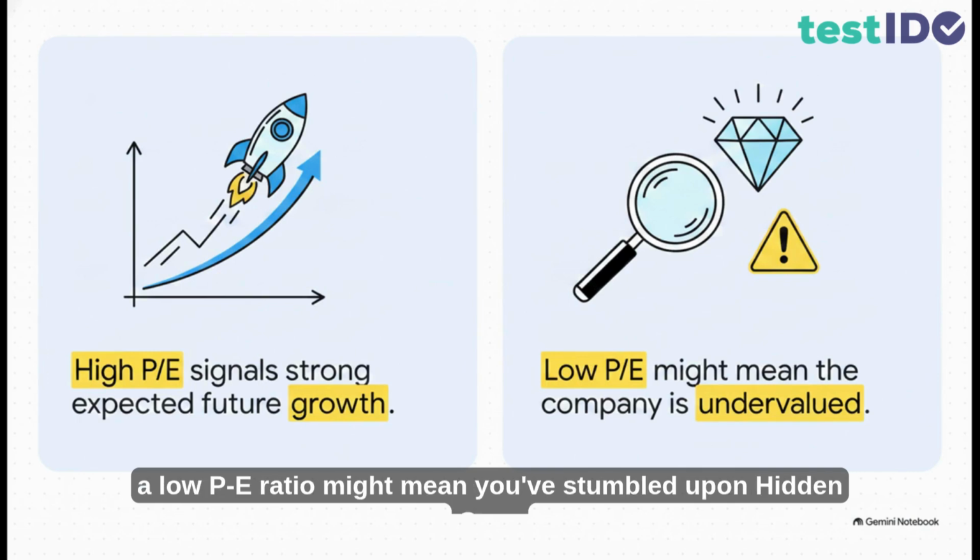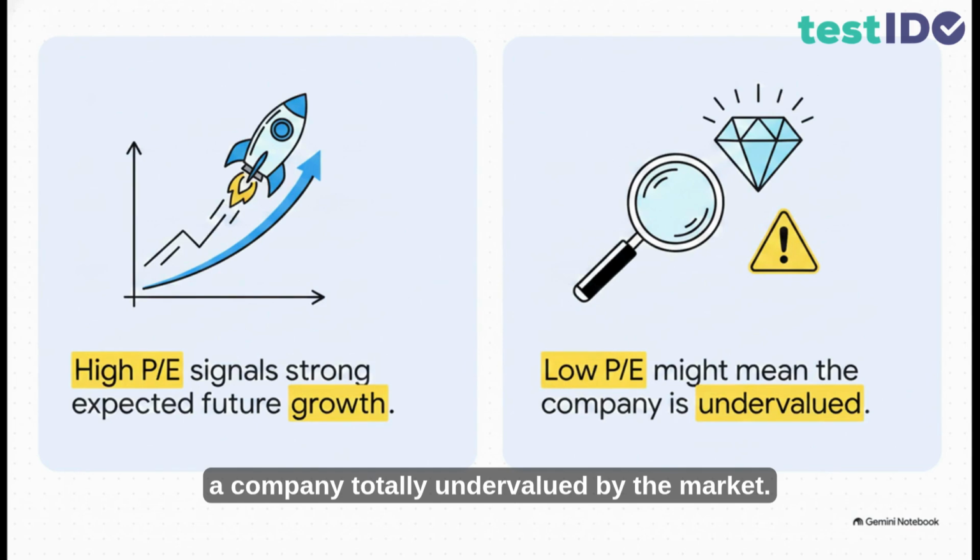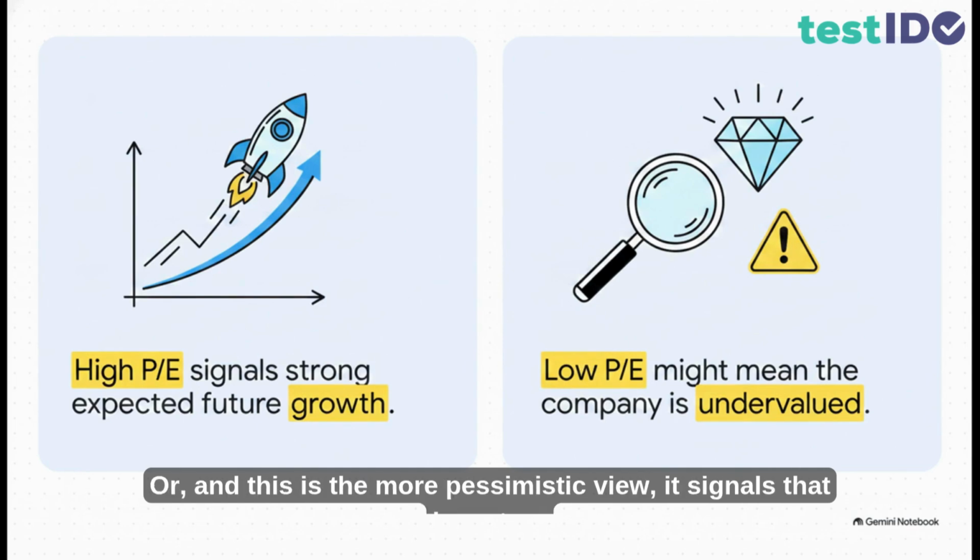On the flip side, a low PE ratio might mean you've stumbled upon a hidden gem, a company totally undervalued by the market. Or, and this is the more pessimistic view, it signals that investors fully expect the company's earnings to take a significant nosedive in the near future.